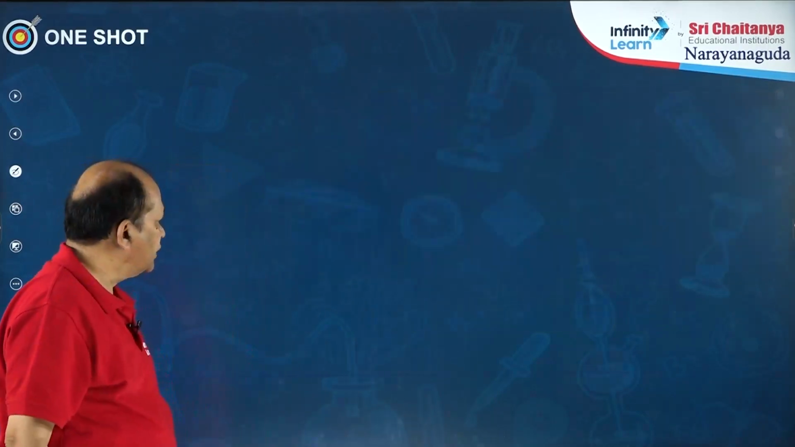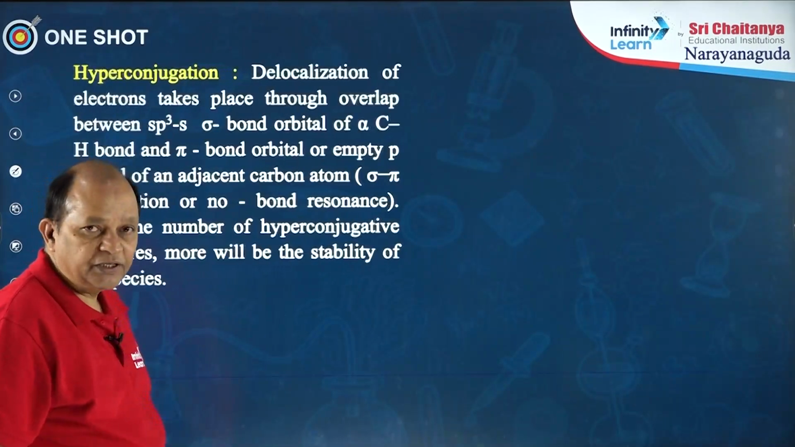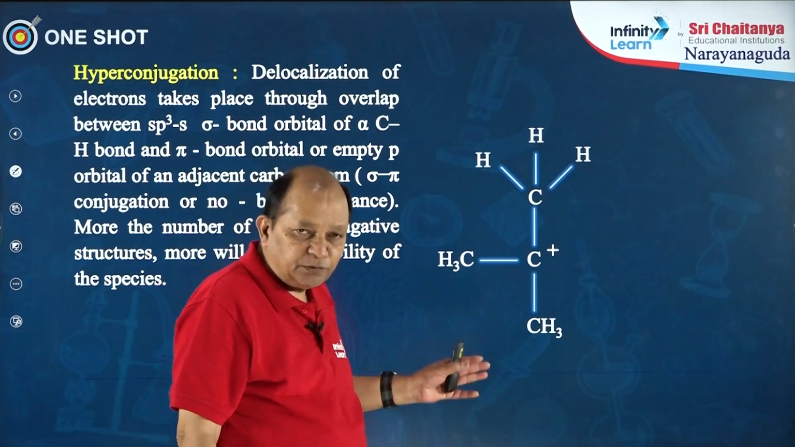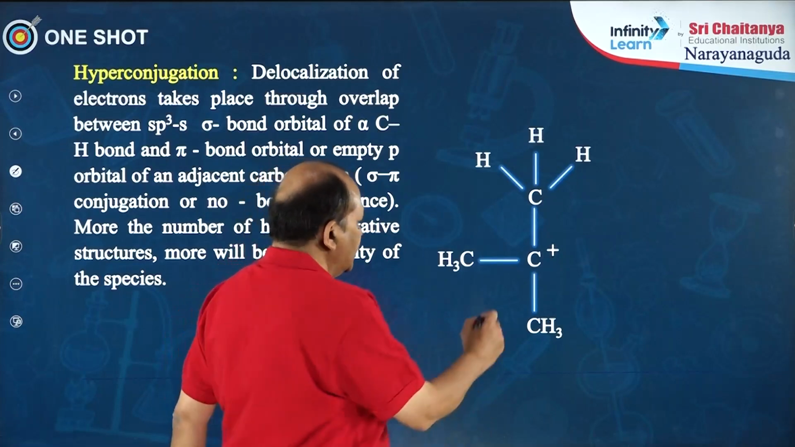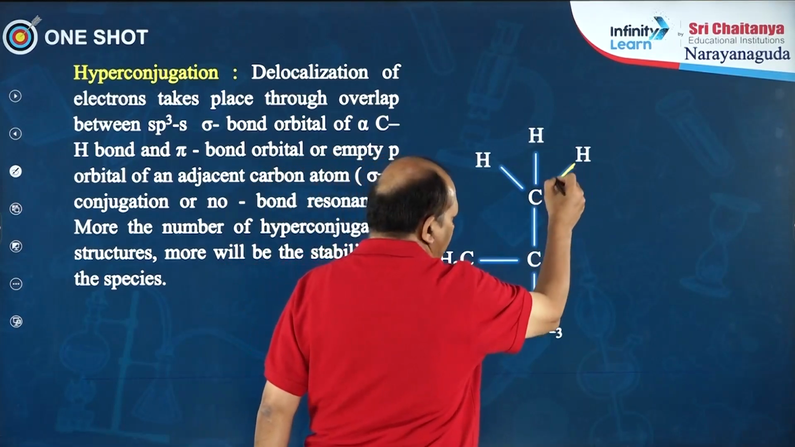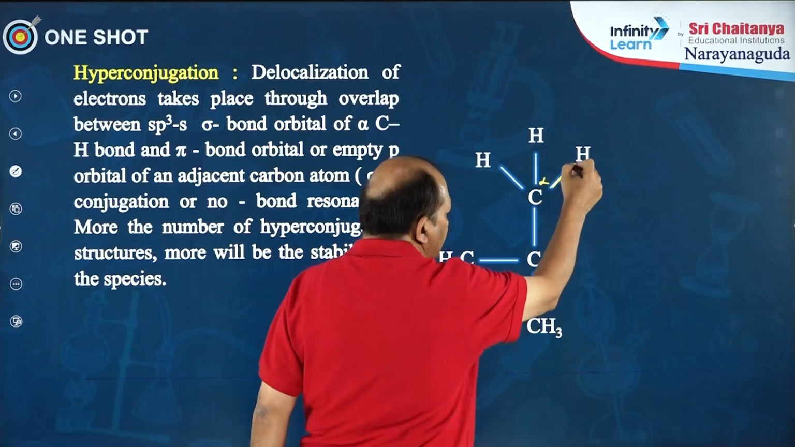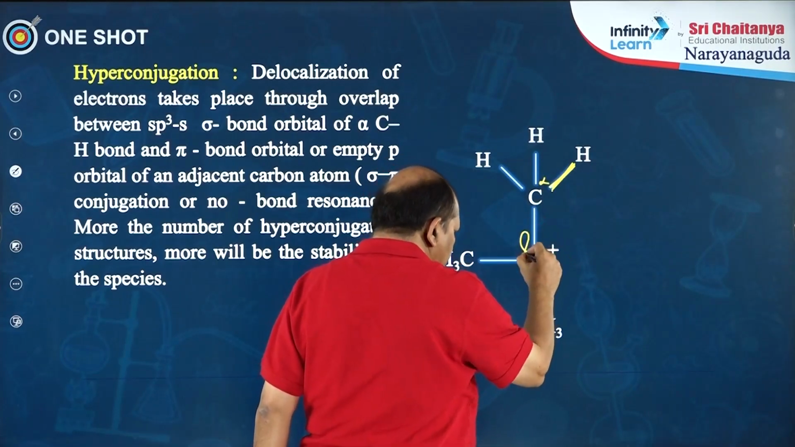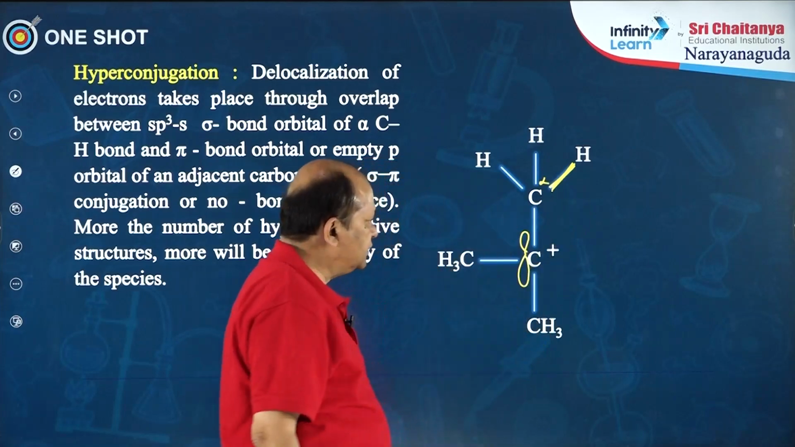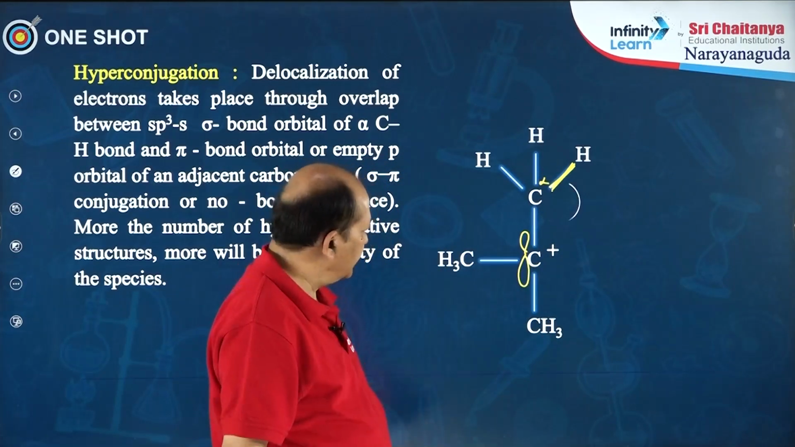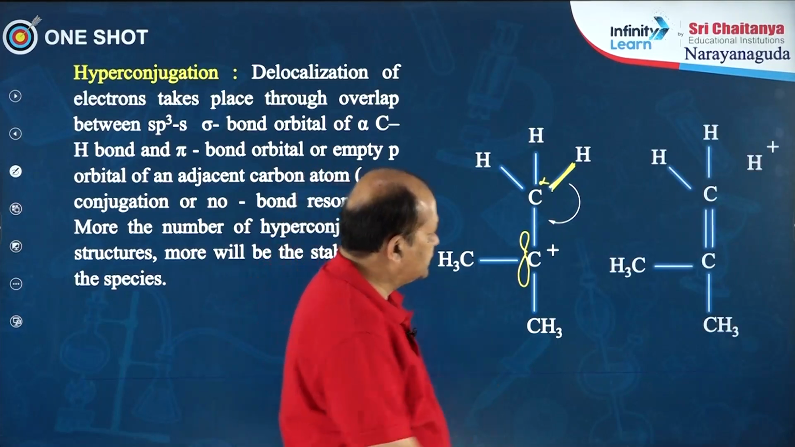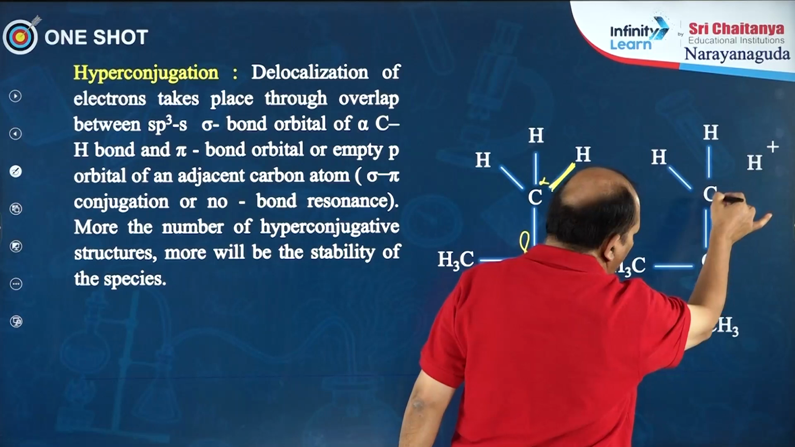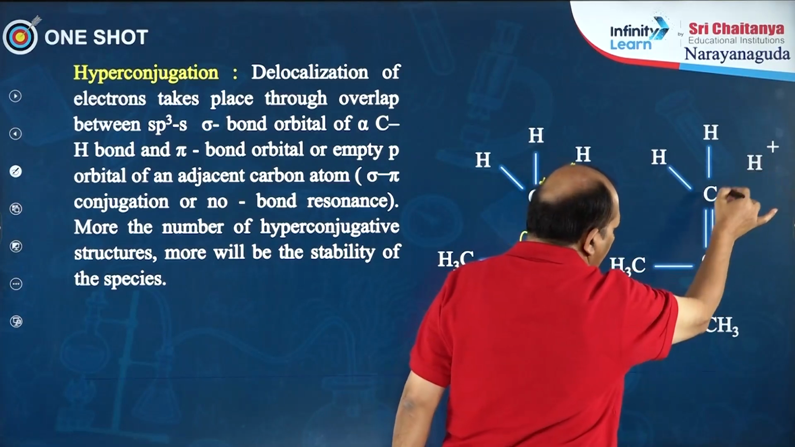Okay. The next electron migration effect is hyperconjugation. In hyperconjugation, delocalization takes place between, see, this is a sigma bond, and this is the alpha carbon. Now this bond will overlap with the vacant p orbital that is present on this carbocation. Here the overlap is taking place, and as a result we get this structure. Because these electrons moved here, there is no bond. So this is also called no bond resonance.